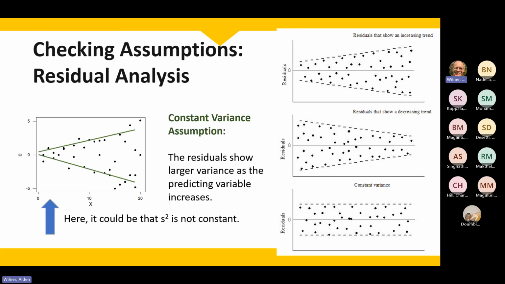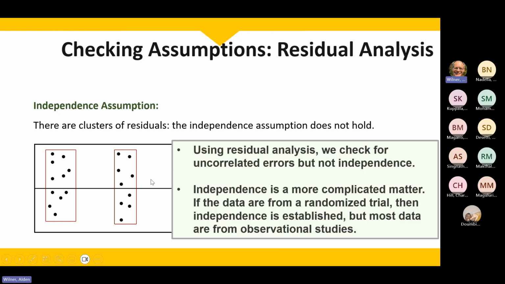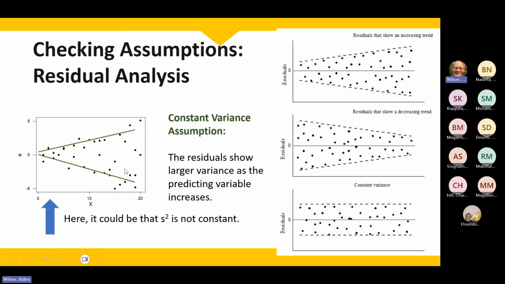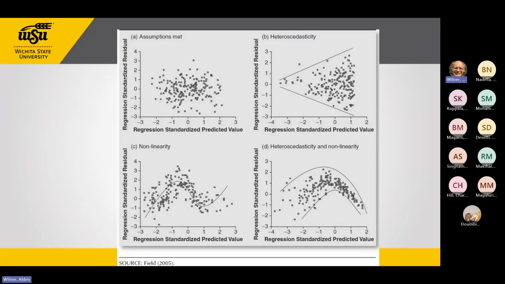So here it could be that S squared, the variance, is not constant. Independence. This is a little harder to see, but if you see clumps in your data, and we've drawn nice little boxes on here to make it easier to see, would have been nice to animate those, I guess, right? But using residual analysis, we check for uncorrelated errors, but not for independence. It's a more complicated matter. If the data are from a randomized trial, then the independence is established. Most data is from observational studies, and so we have to look for clumps in our data like that and see if we have two features that are related to each other.